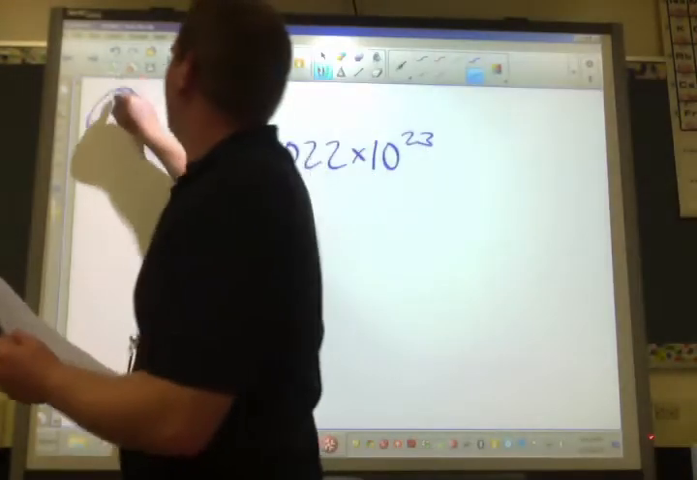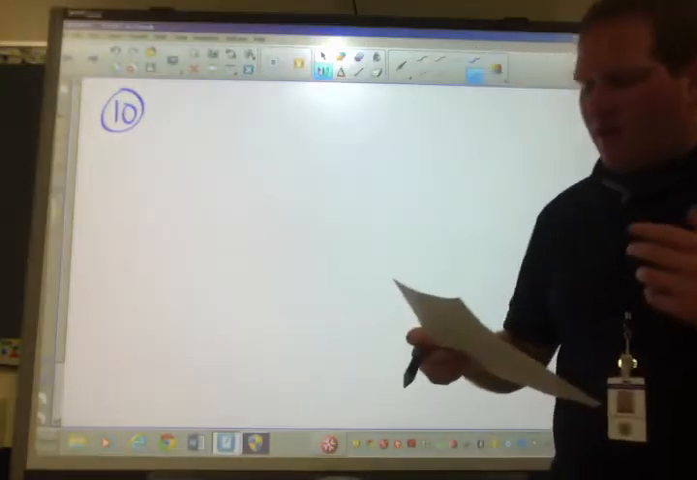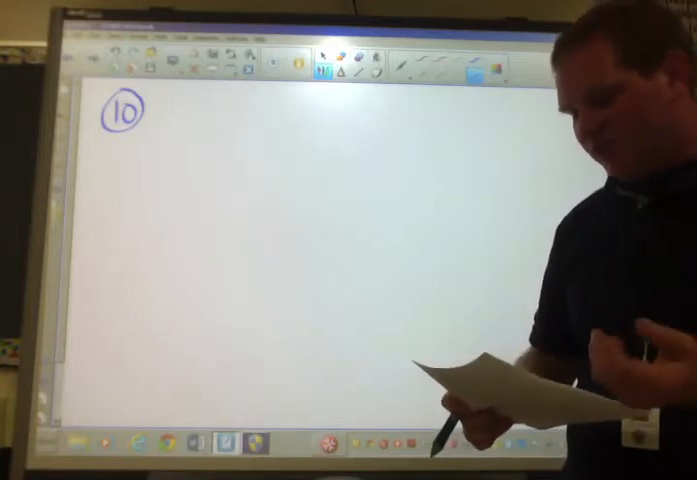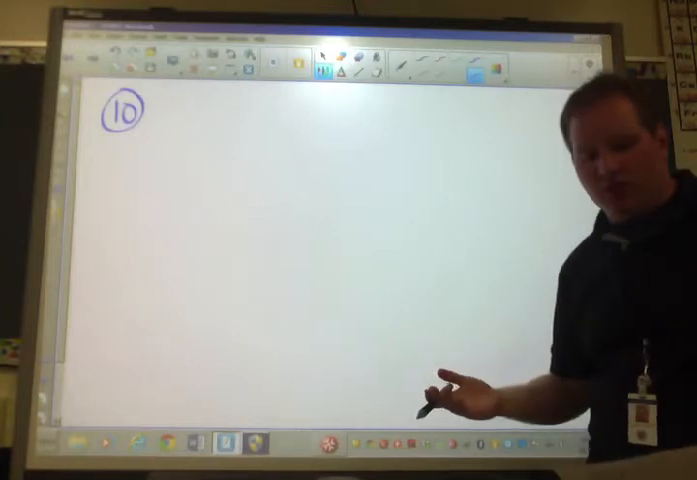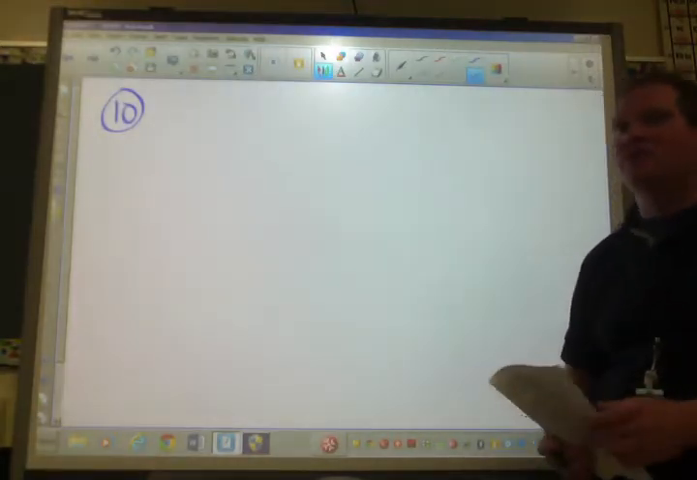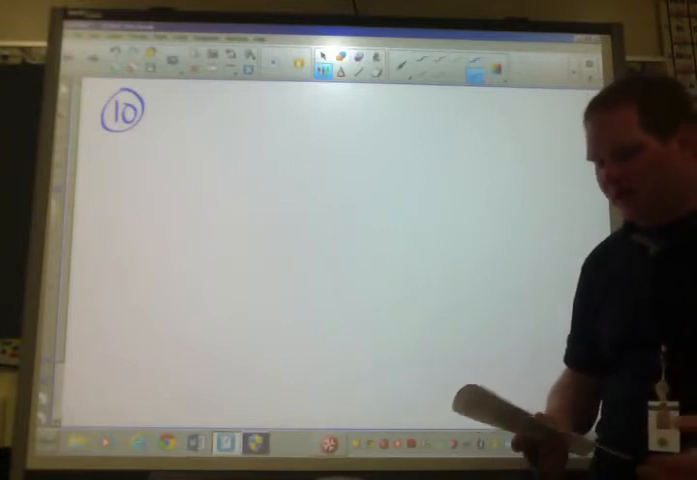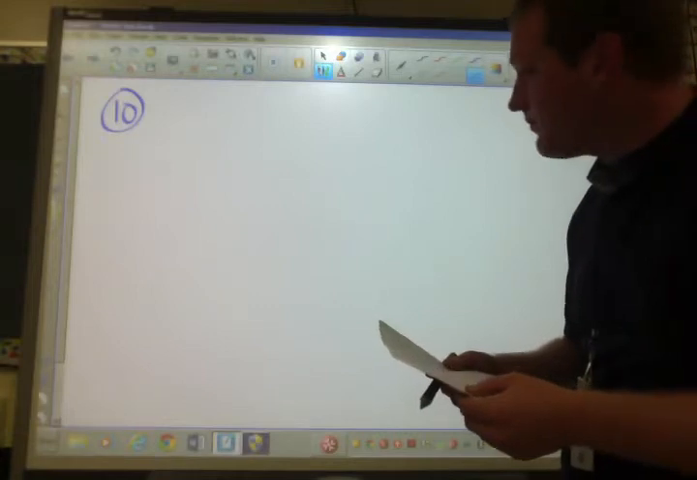Number 10. What does that number mean? Well, it's basically the number used for a mole. I think the official definition is that it's the number of particles in a mole. Or you could say it's the number of atoms in a mole of atoms, or the number of molecules in a mole of molecules. But it represents the number that corresponds to the mole.